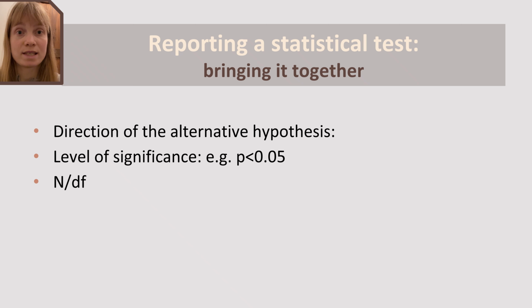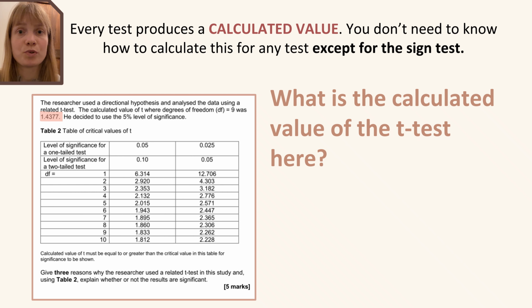Just to summarize, when reporting a statistical test, you'll need to know the direction, the p-value, and the number or degrees of freedom. Every test produces a calculated value. You don't need to know how to work this out, except for the sign test. So, again, this is clearly stated. For this t-test, it's 1.4377.